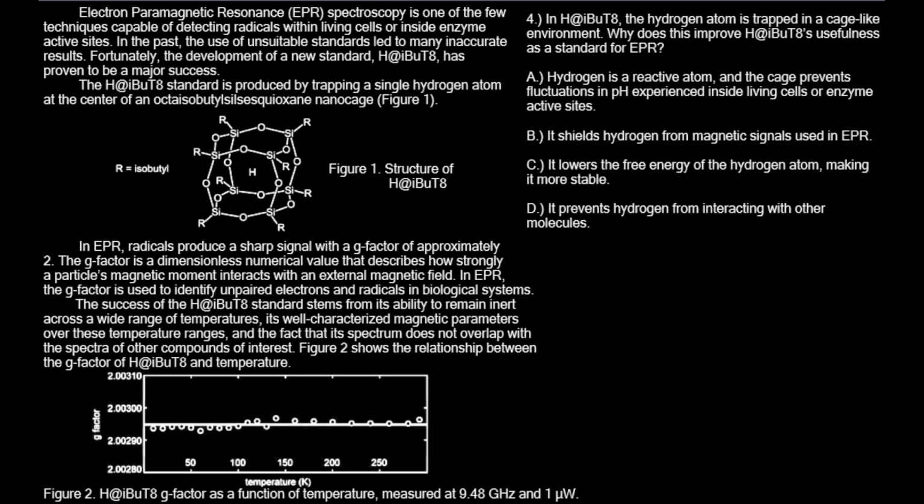Answer choice B says it shields hydrogen atom magnetic signals used in EPR. Answer choice C says it lowers the free energy of the hydrogen atom, making it more stable. Answer choice D says it prevents hydrogen from interacting with other molecules.